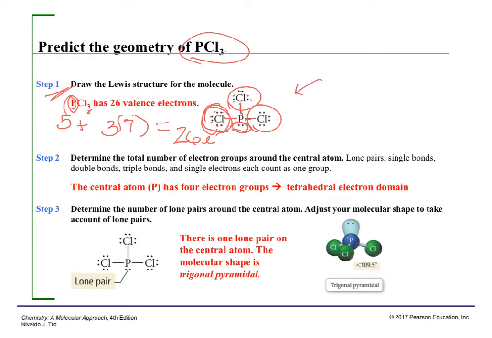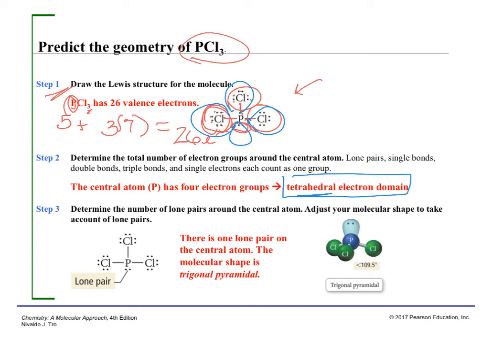So this is the correct structure for phosphorus trichloride, and that leaves us with how many domains? 1, 2, 3, 4 domains. So the electron domain shape with 4 domains is tetrahedral. But we know the molecular geometry is not going to be called tetrahedral because it has a lone pair.